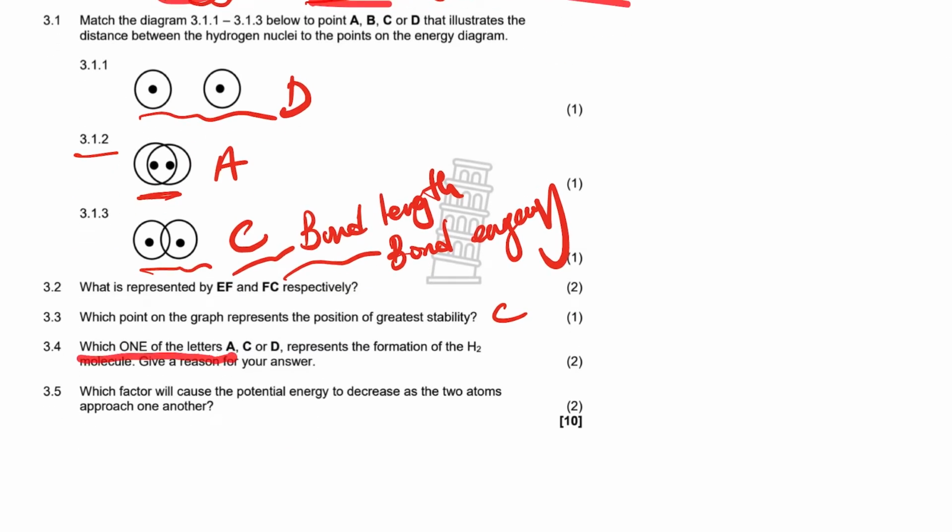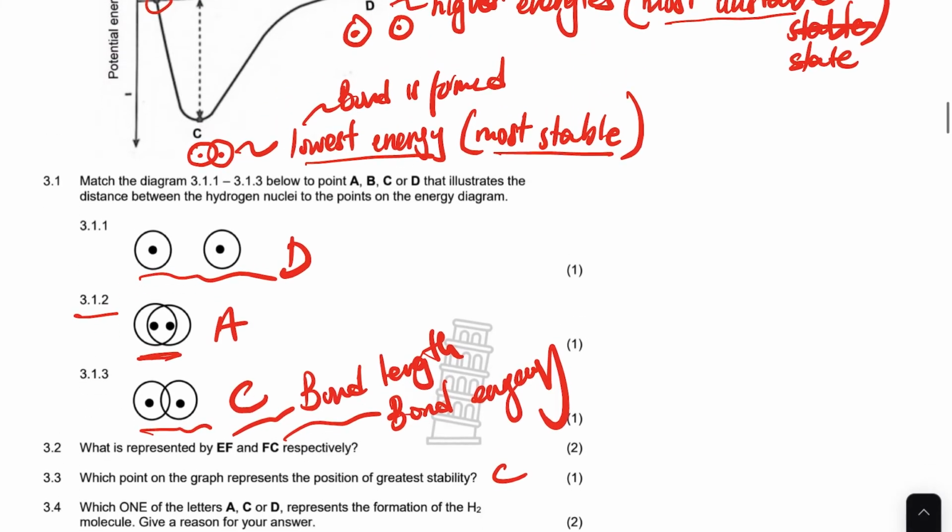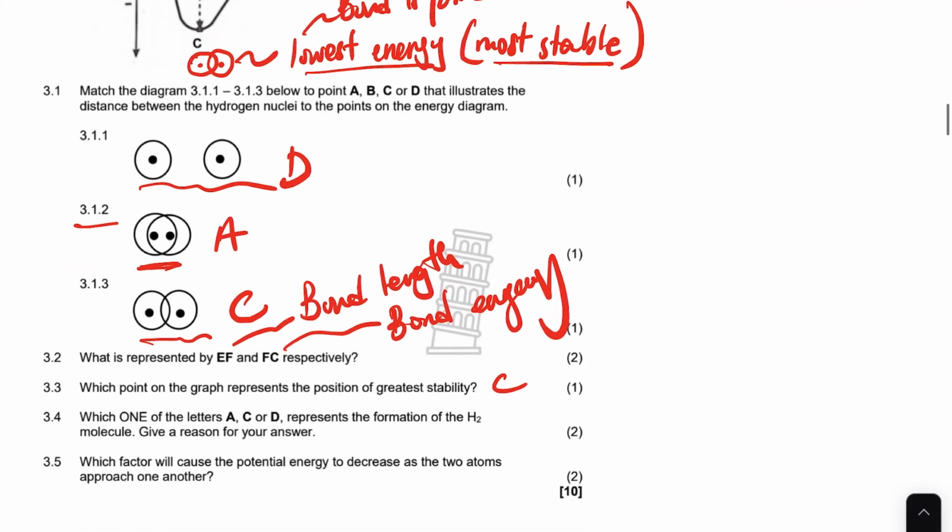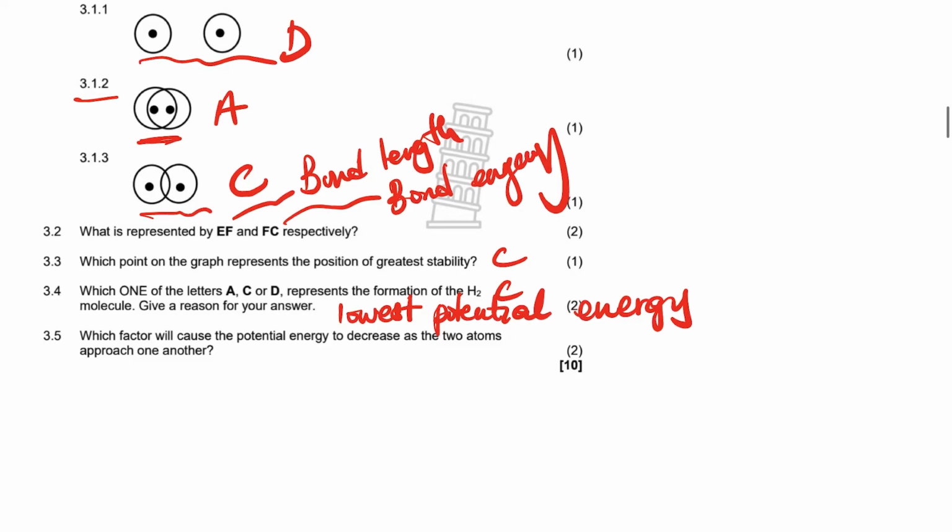Which one of the letters A, C, D represents the formation of hydrogen? Give a reason for your answer. Which way is the bond formed? That's what they're asking. It's also C. The reason for that, you will say, is the lowest potential energy. When there's the lowest potential energy, that's when the bond is formed.